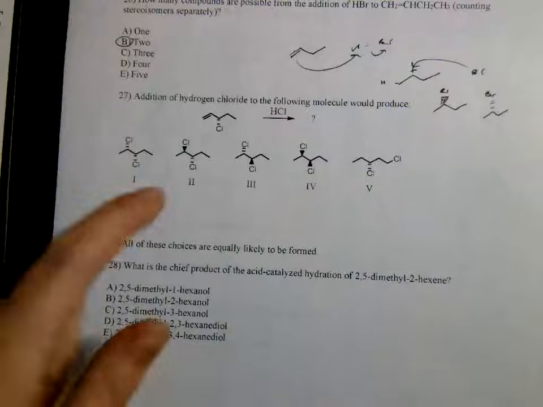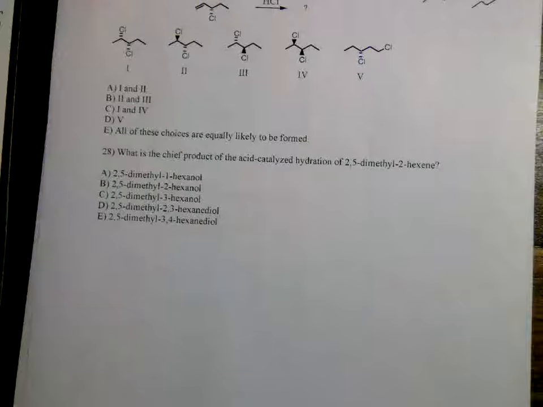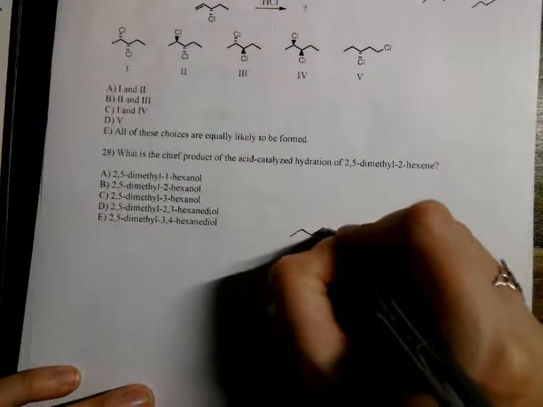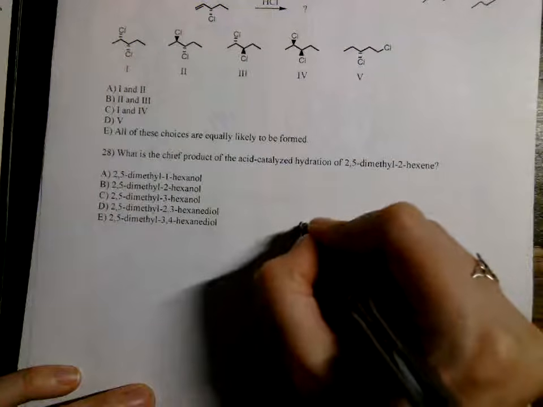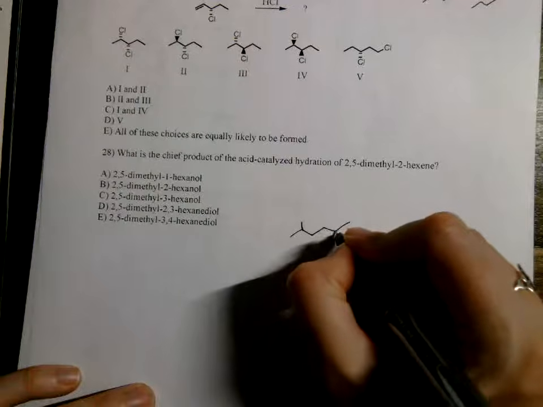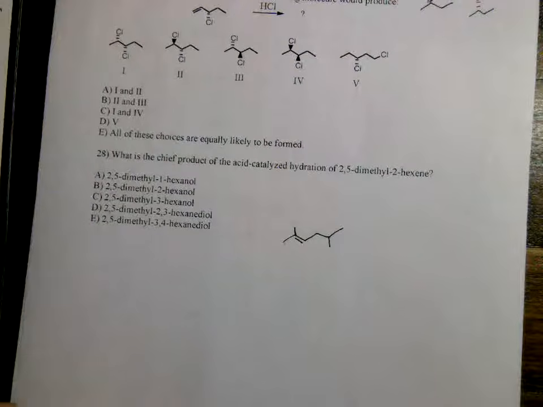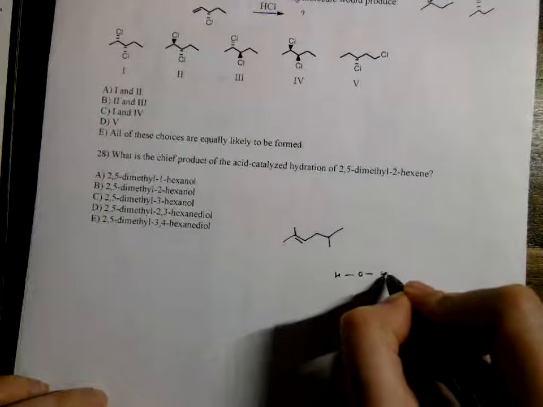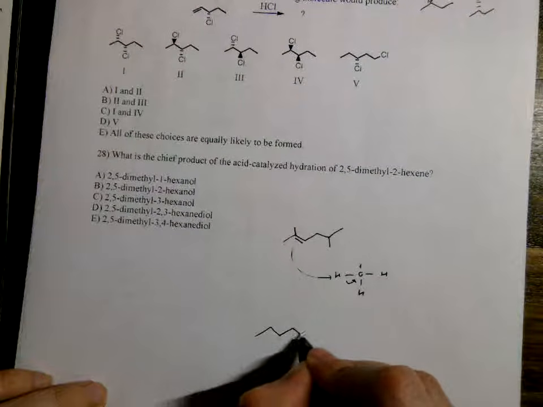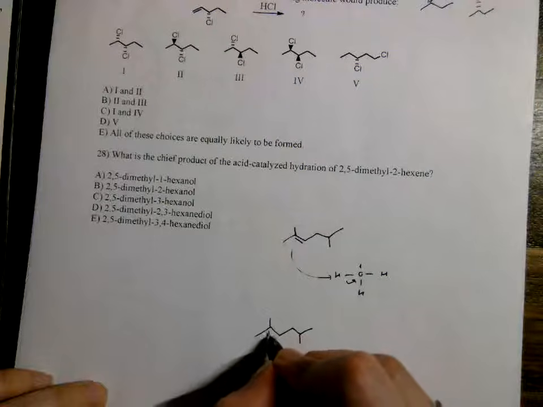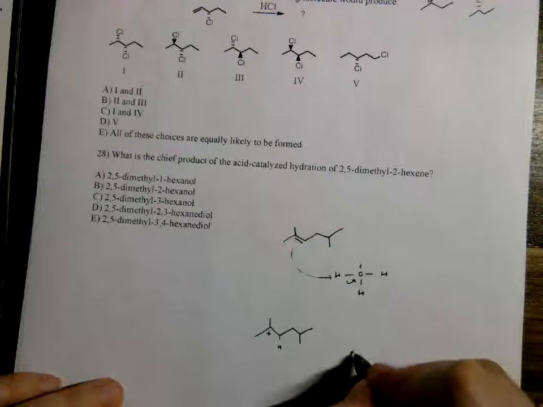Okay, 27 looks like it's just a repeat of 25, so we'll skip that. Now, what is the chief product of the acid catalyzed hydration of 2,5-dimethylhexene? So let's draw it. 1, 2, 3, 1, 2, 3, 4, 5, 6. 2,5-dimethyl-2-hexene. Okay, if it's acid catalyzed, hydration means adding the water. So adding water across a double bond, you'll end up with the carbocation will form here and the hydrogen will add here. And then the water will attack.